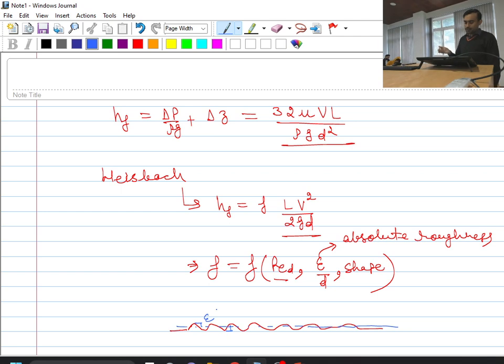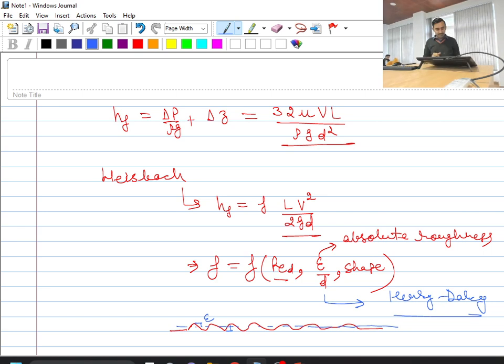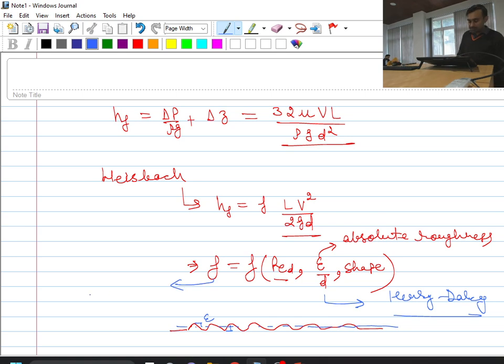How it introduces this particular effect was initially studied by Henry Darcy. So basically Weisbach just proposed the equation, and the effect of roughness on surface characteristics was studied by Henry Darcy. That is the reason many times we call this friction factor f, which I have introduced into the generic equation of pressure drop, the Darcy friction factor.